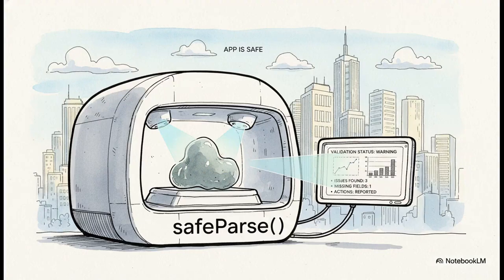So what do we do? Instead of just hoping for the best, we pass that data to our bouncer using .safeParse. And that word safe is so important. This method will never crash your app. It won't throw a scary error that brings everything to a halt. It just safely checks the data and gives you a nice, clean report of what it found.